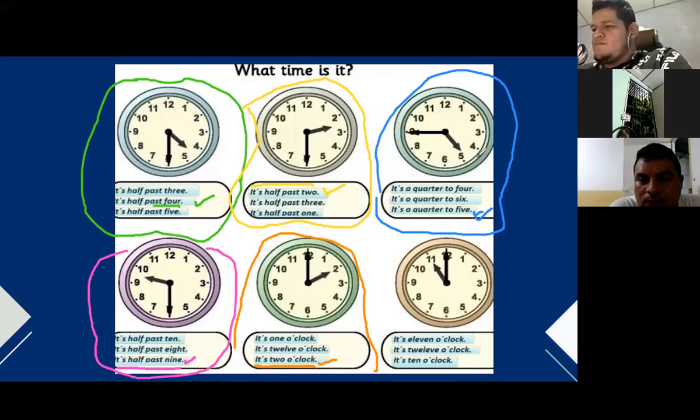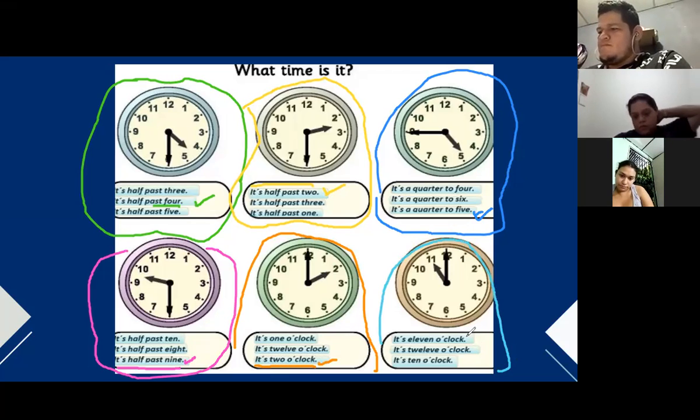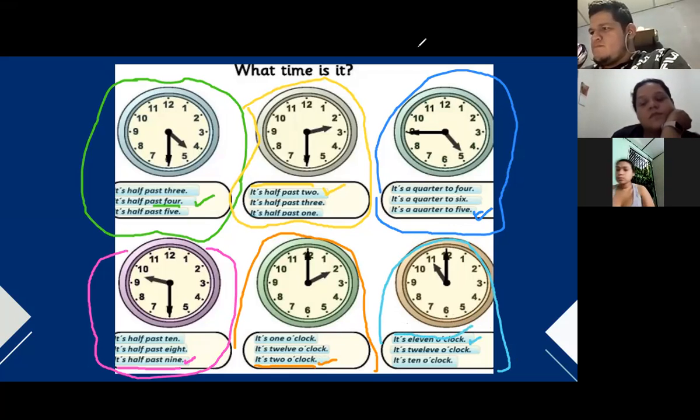And the last but not the least, we have this one. The light blue. It's 11 o'clock. Okay, great. 11 o'clock. That's right. Okay, students, that was great. So we can practice the clock with the time, and also we can work in the activities.